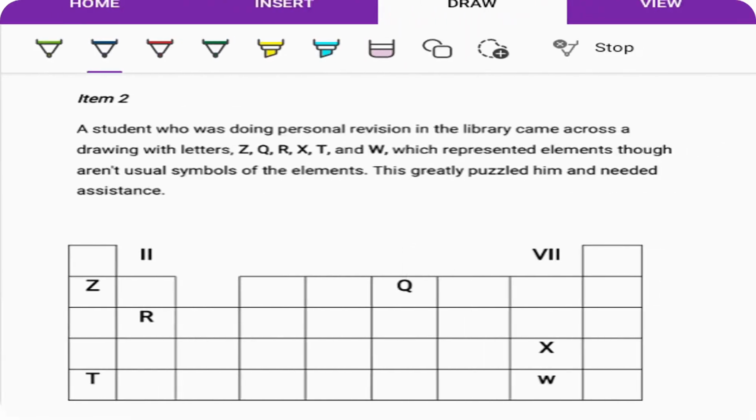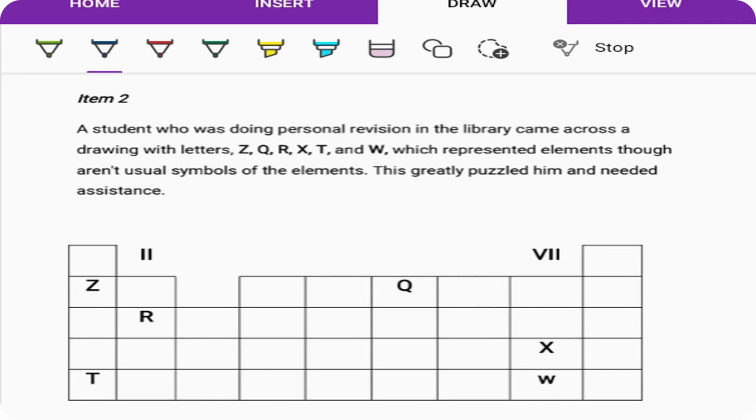Tonight we have Senior 3 SESEMAT 2024 Item 2 Mukono region, and here is our item. It goes: a student who was doing personal revision in the library came across a drawing with letters Z, Q, R, X, T and W, which represent the elements though aren't usual symbols of the elements. This greatly puzzled him and needed assistance.